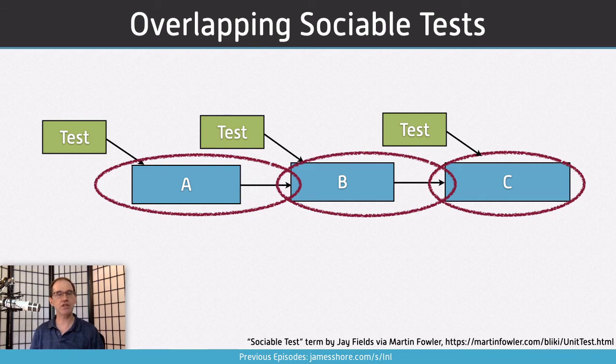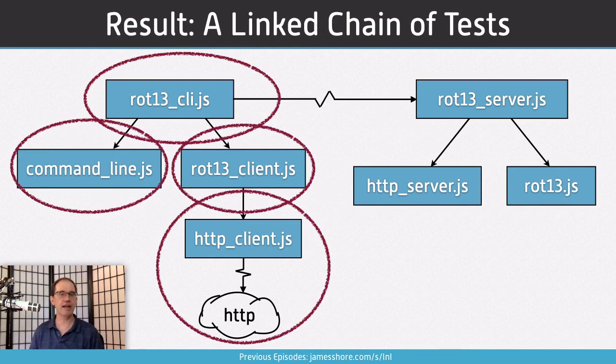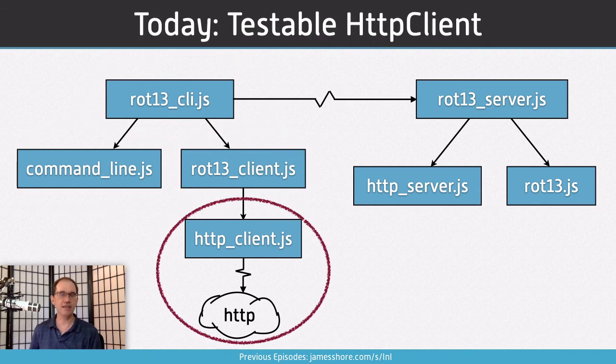Overlapping sociable tests don't have the problem of requiring brittle integration tests. You don't have to write additional tests. Your unit tests also test the integration with the next level down, but only the next level down. So that's what we're going to do here: we're going to create a linked chain of tests that covers our entire command line application by using sociable tests. And specifically what we're doing today is just that HTTP client part. So how are we going to do this?